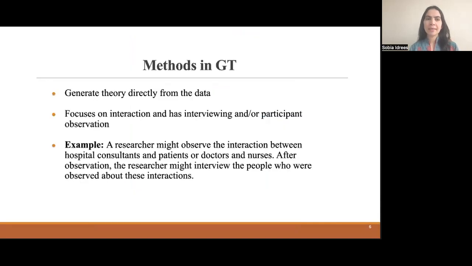So methods in grounded theory: we generate theory directly from the data, focus on interaction, and have interviewing of participants and observations. Both are the main sources of data collection. I have given an example of grounded theory. It says our researcher might observe the interaction between hospital consultants and patients, or doctors and nurses. After observation, the researcher might interview those people, like doctors and nurses who were observed, about the interactions. Based on those interactions, the researcher will carry on the grounded theory research study.